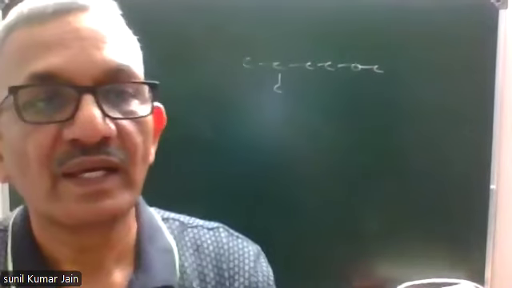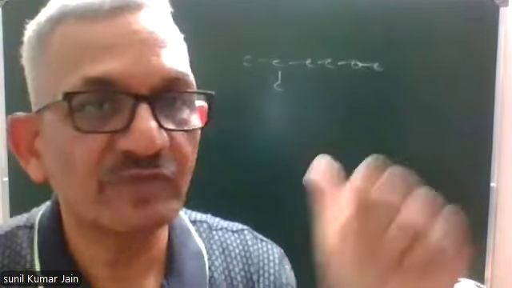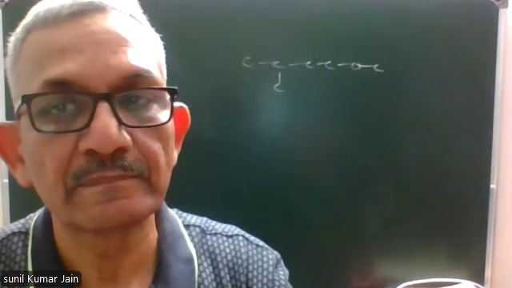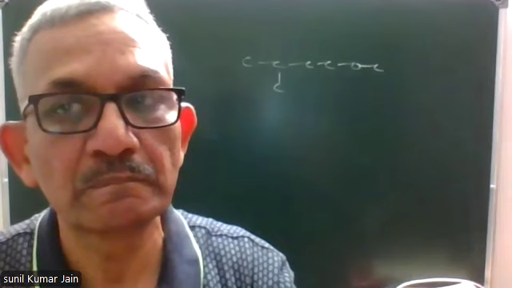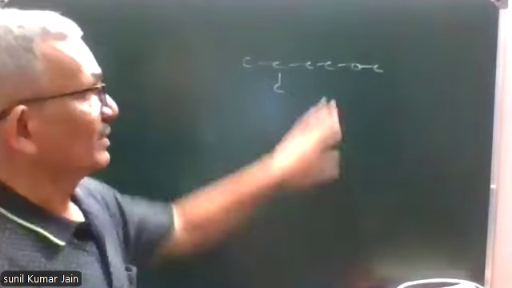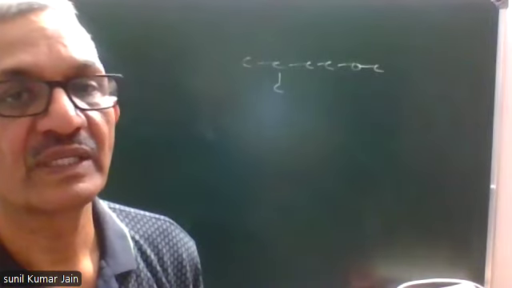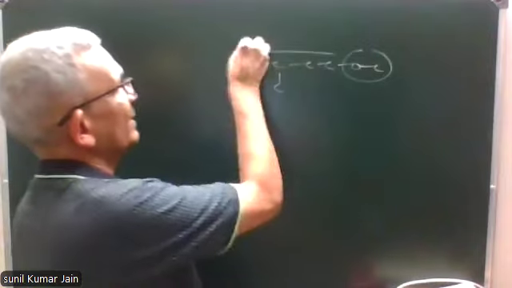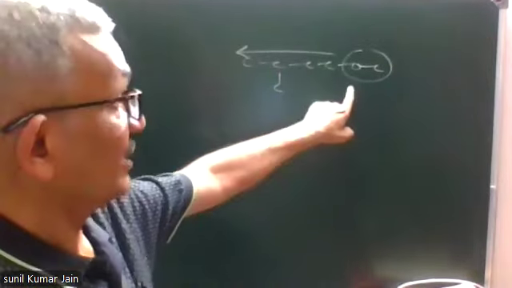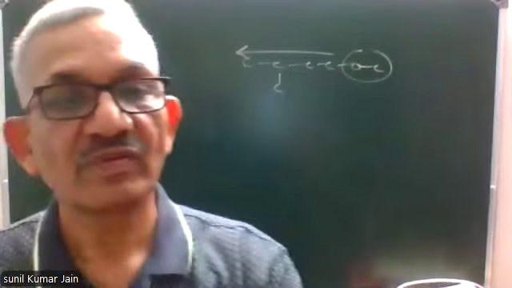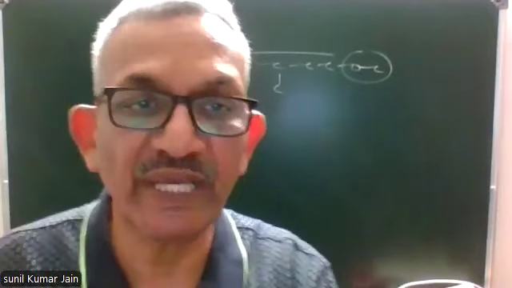Next example. What is the name of the chain on the left hand side of oxygen? Left hand side of oxygen. Isopentyl. Yes, isopentyl. Common name: methyl isopentyl ether. IUPAC name: 1-methoxy 3-methyl butane.